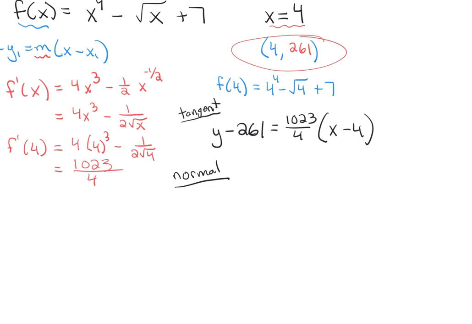And then the equation of the normal line is going to intersect this same point, but it's going to be perpendicular to the tangent line. So y minus 261 equals the opposite reciprocal slope, so negative 4 over 10/23 times x minus 4.